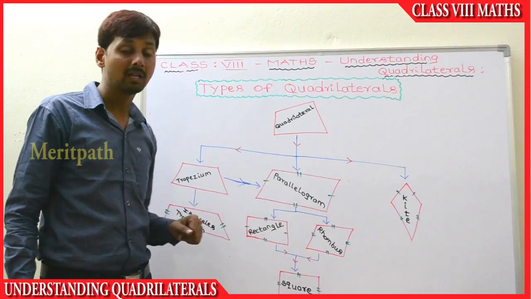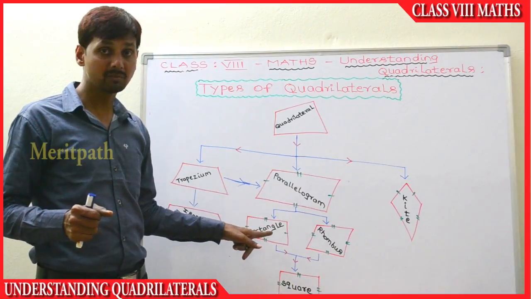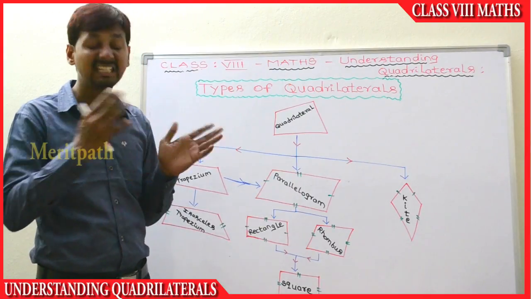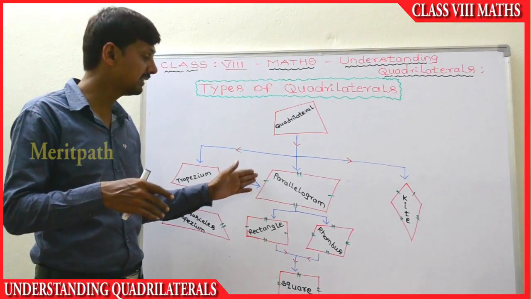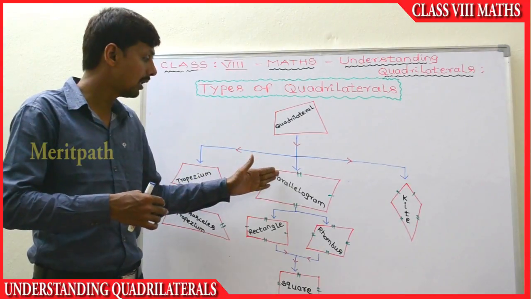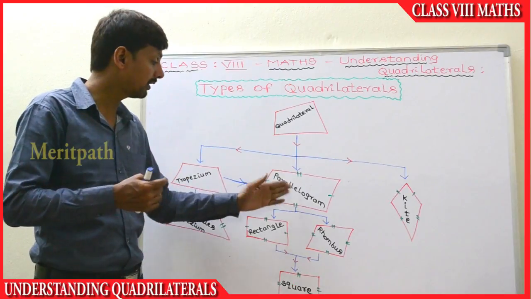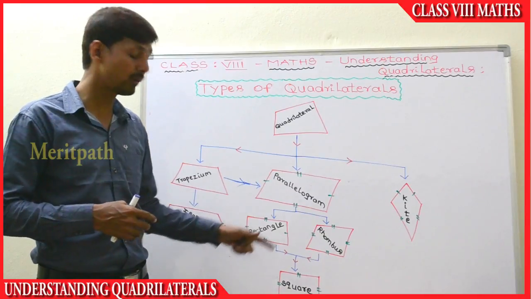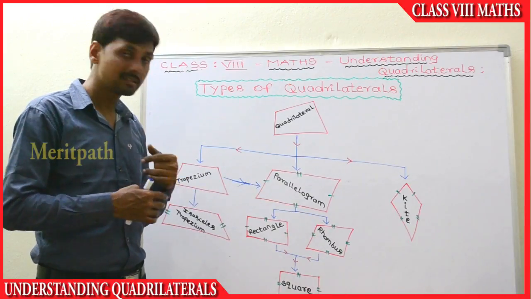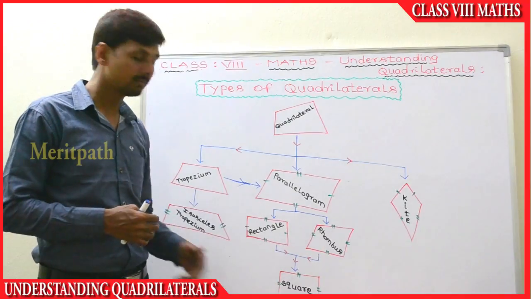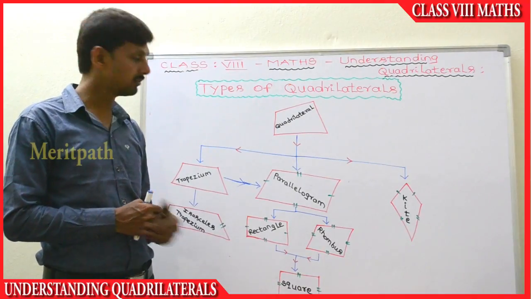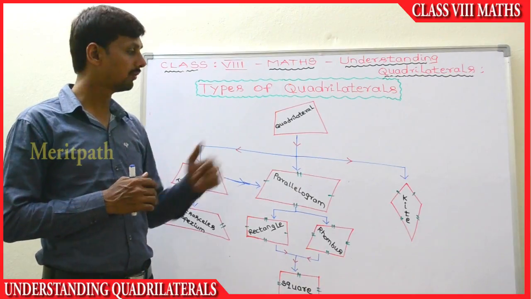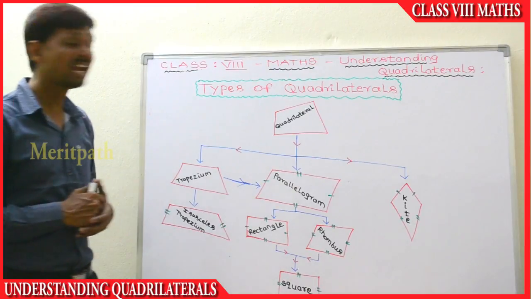In a parallelogram, if each angle is 90 degrees, then it becomes a rectangle. If all the sides of a parallelogram are equal, we call it a rhombus. In a rectangle, if all the sides become equal, it becomes a square. If each angle of a rhombus becomes 90 degrees, then it becomes a square. And there is another situation: if adjacent sides are equal, we call it a kite. So these are the types of quadrilaterals.